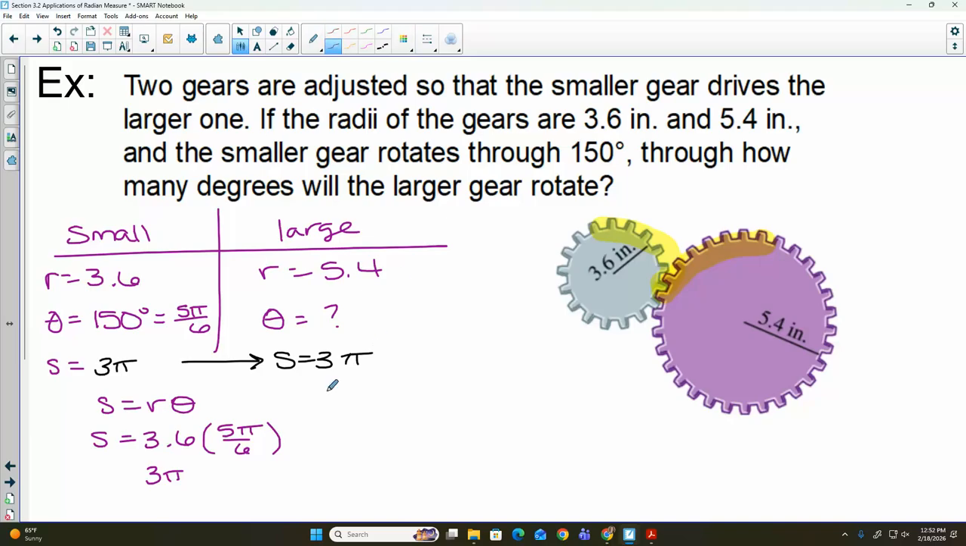So now what could we do? Find theta. We can do S equals r theta for the big gear. The S is 3π. The r is 5.4 times theta. So we divide the 5.4 over. Pi over 9.